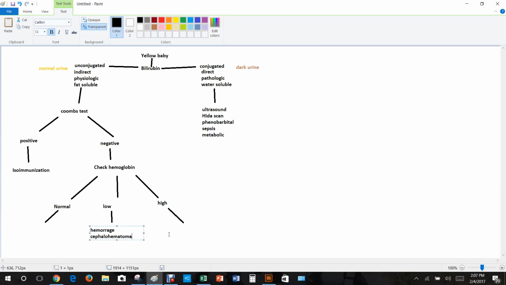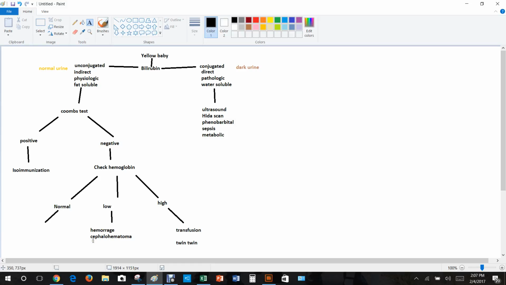And if it's high, then we're looking at elevated hemoglobin. Then we're looking at some kind of transfusion going on here. So it could be twins. There's two twins in there, and they're kind of messing up each other's blood, or it could be some other issue going on. Maybe delayed cord cutting or something like that.